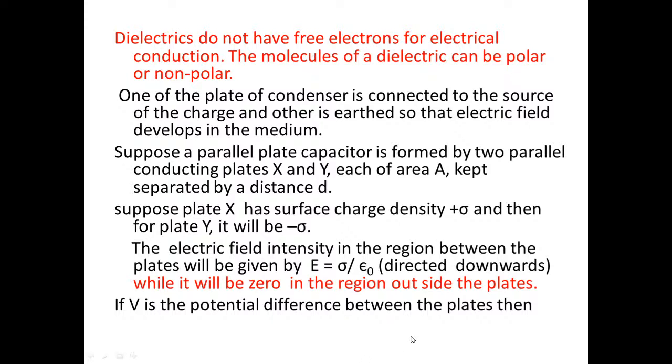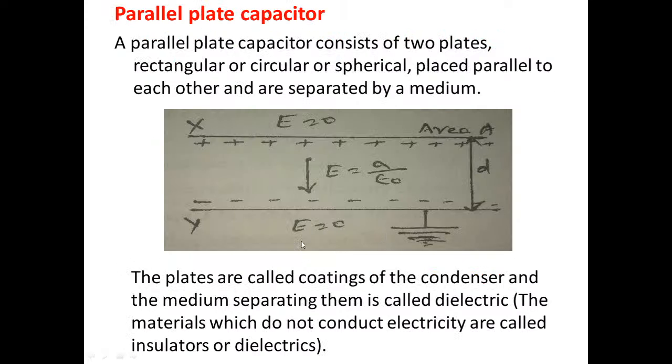Suppose plate X has surface charge density plus sigma, then for plate Y it will be minus sigma. The electric field intensity in the region between the plates will be given by the relation E is equal to sigma upon epsilon naught directed downwards, while it will be 0 in the region outside the plates. So E will exist only in this region. Outside these plates it will be 0.